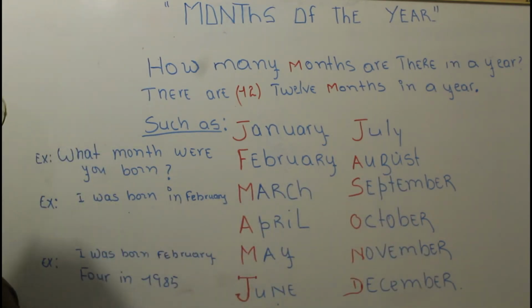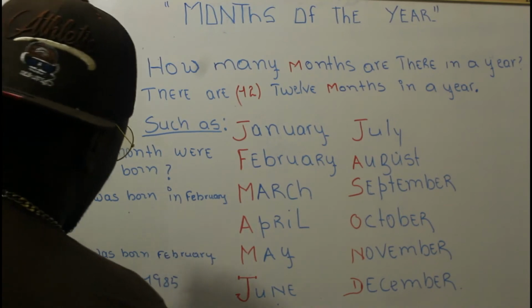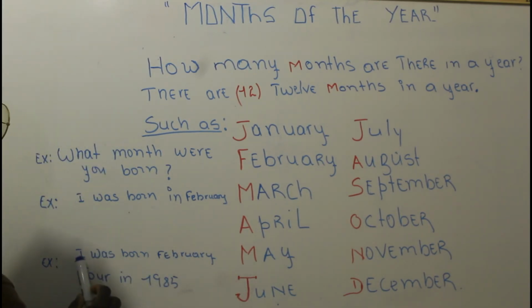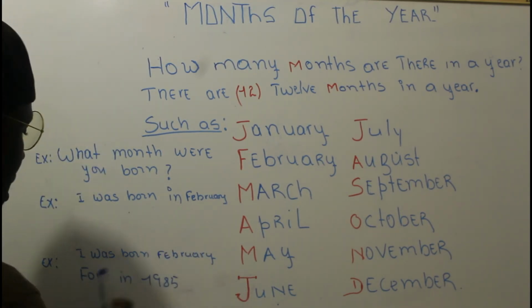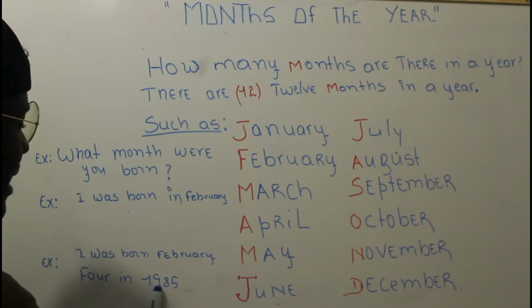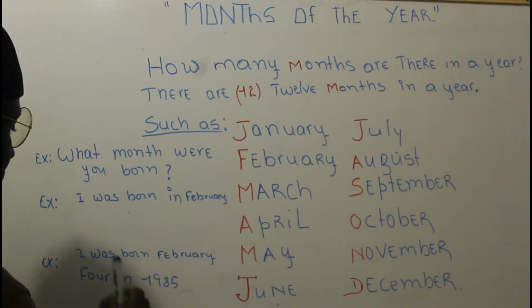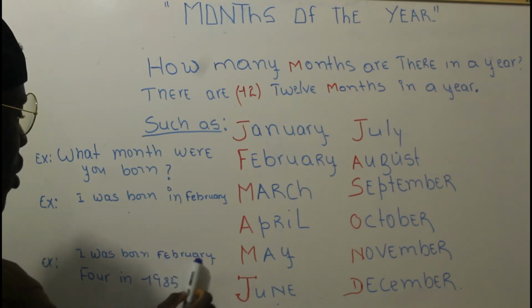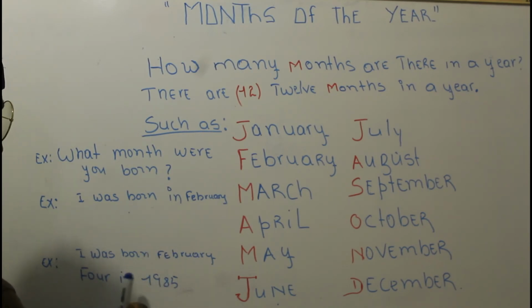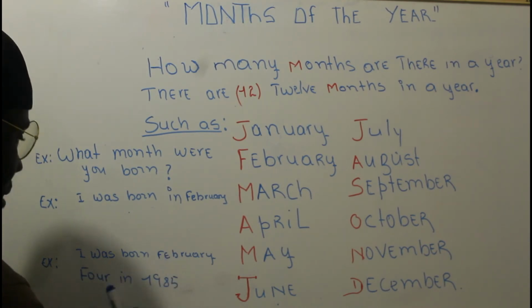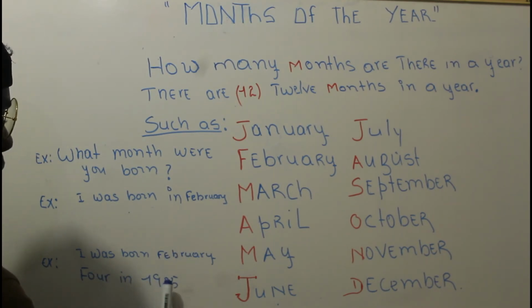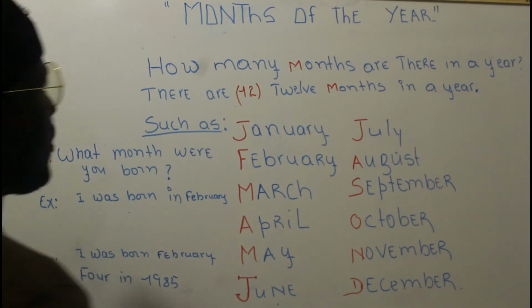D'une autre façon, nous allons répondre encore. C'est comment? I was born February 4 in 1985. I was born February 4 in 1985. En fait, 4 février 1985.